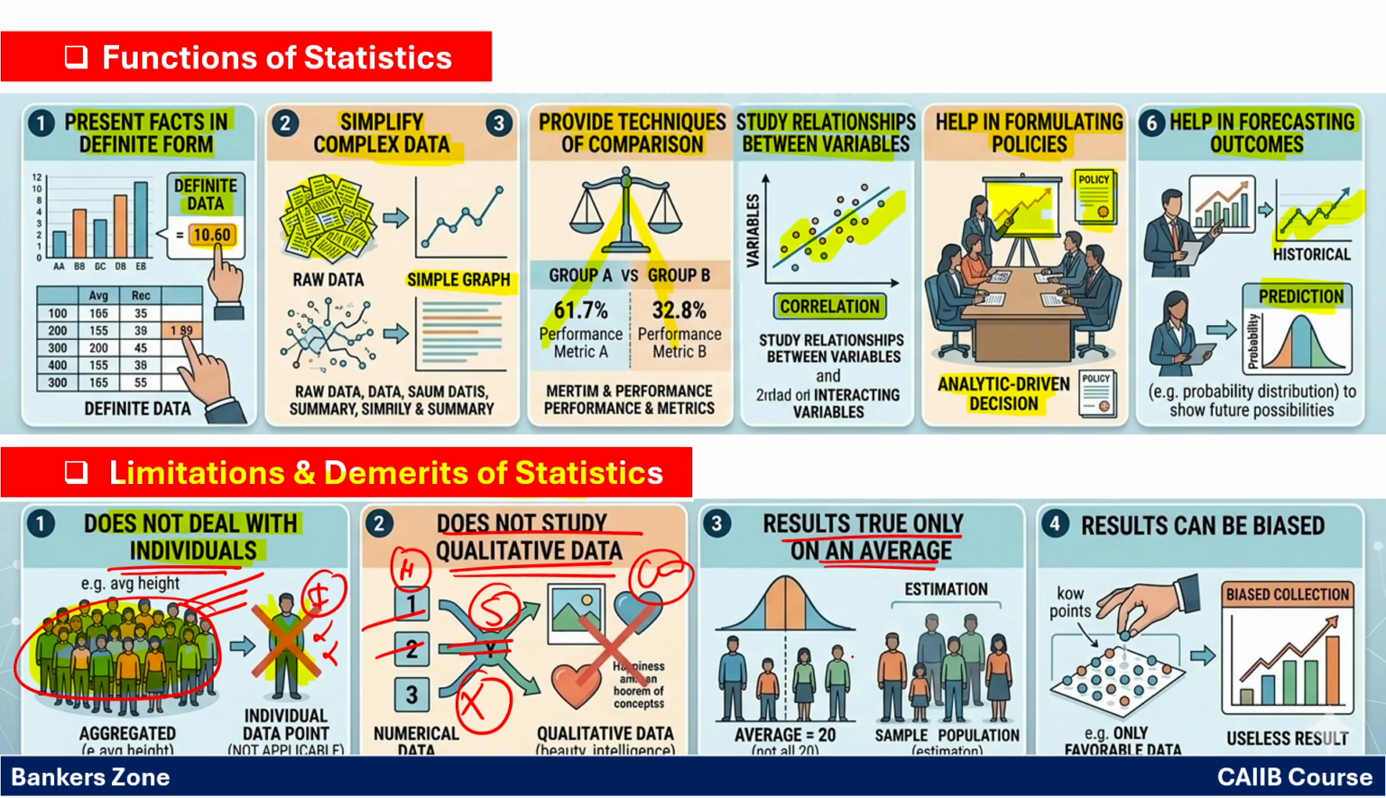Means what? When we talk about the individual value, always remember, statistics is not for the individual value. It always applies to the average value, right? So obviously results are true only on average, not for the individual. Results can be biased. When we choose some samples out of the total data, you can choose the favorable data, and it can become a biased collection of data resulting in a useless result. So you will get a bad result, right? So these are the limitations.